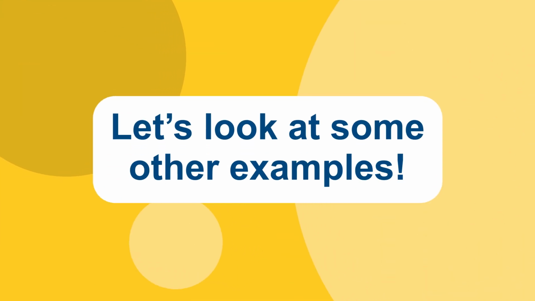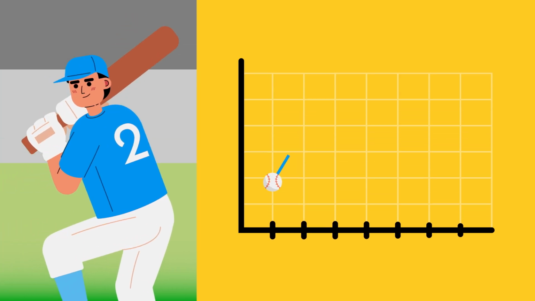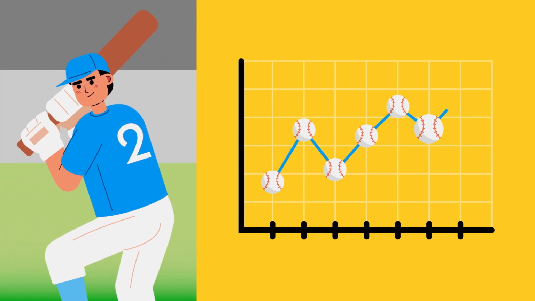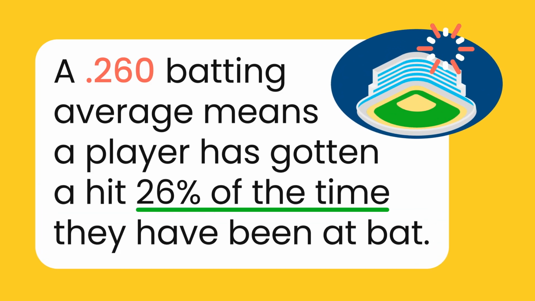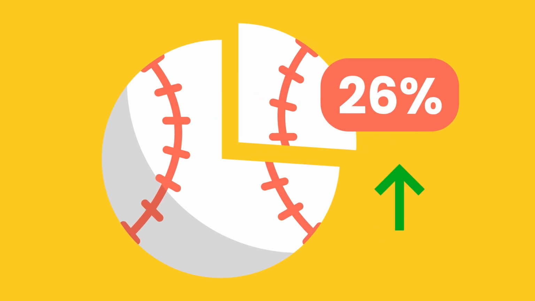Let's look at some other examples. Batting averages. A batting average is also a base rate. It tells you the historical batting performance of a baseball player. A .260 batting average means a player has gotten a hit 26% of the time they have been at bat. So if you're asked to predict how likely it is that the batter will get a hit on their next at bat, the base rate, or batting average, tells you a 26% chance would be a good place to start.